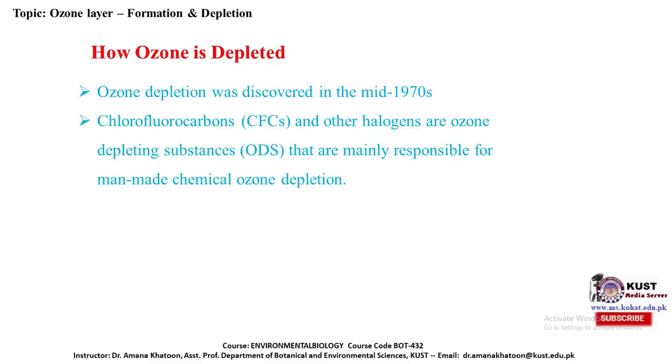Now we'll discuss how ozone is depleted. Ozone depletion was first discovered in the mid-1970s. It was discovered that chlorofluorocarbons, the CFCs, and other halogens are ozone depleting substances, ODS, that are mainly responsible for man-made chemical ozone depletion. So basically, CFCs and other halogens are the main cause of ozone depletion.